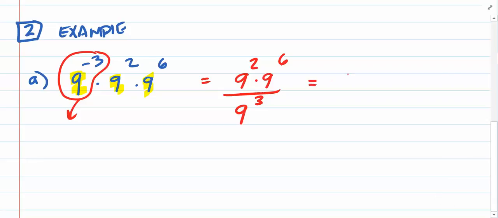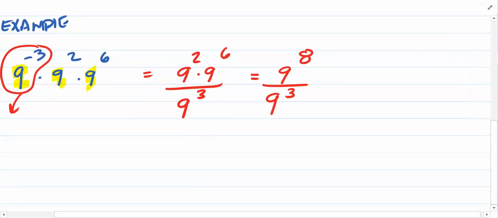That's 9 to the 6 plus 2 is 8. Very good. Divided by, now I have 9 to the 3rd. Now, what do we do in this case? We subtract the powers. Why do we subtract the powers? If you write it out, it works.